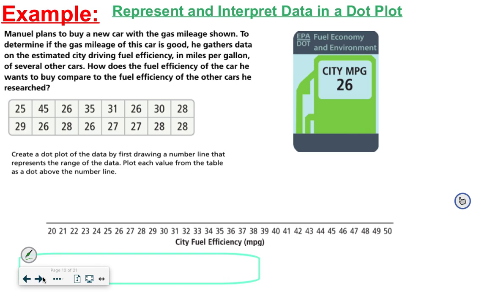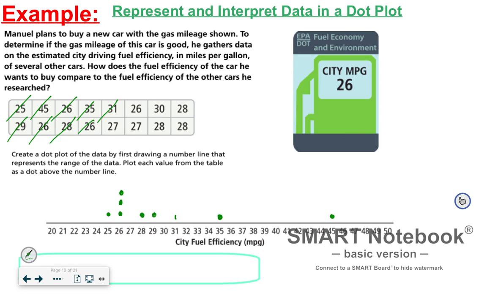To be able to create a dot plot, we are going to place each given data value on the number line. 25 is over here. This is the first data. The next one, 29, is here. The next one, 45, is here. Next is 26. Another car, there's one more car which gets 26 miles per gallon. And another one is 28. Next is 35 miles per gallon. Next is 26 again.